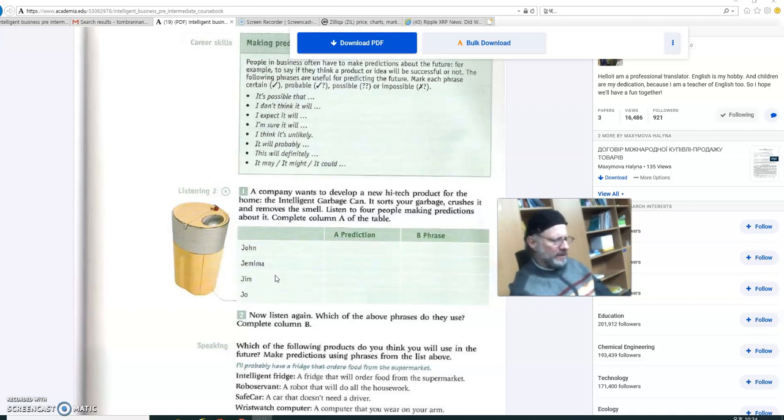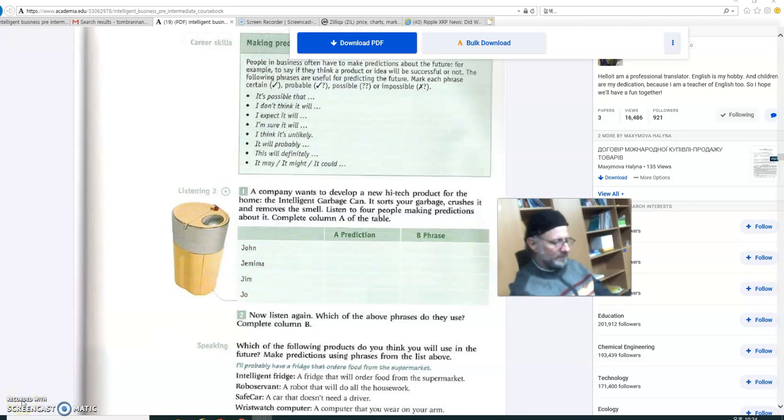People are worried about the amount of garbage they create. This idea offers people a way to manage garbage. But it will be quite expensive. So I think it'll probably sell only in the luxury market.